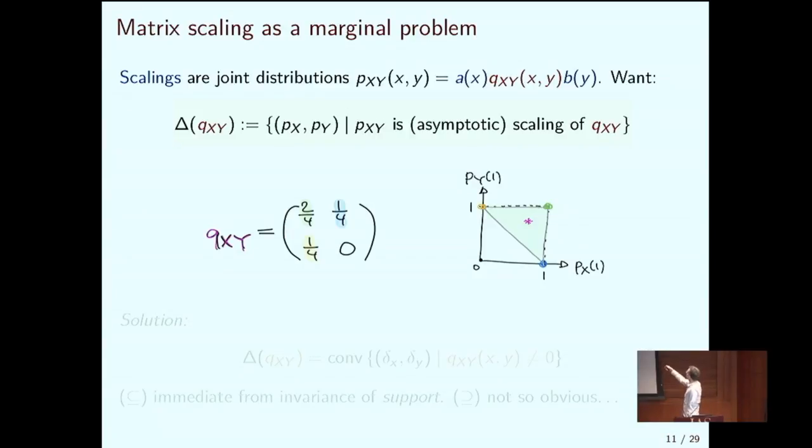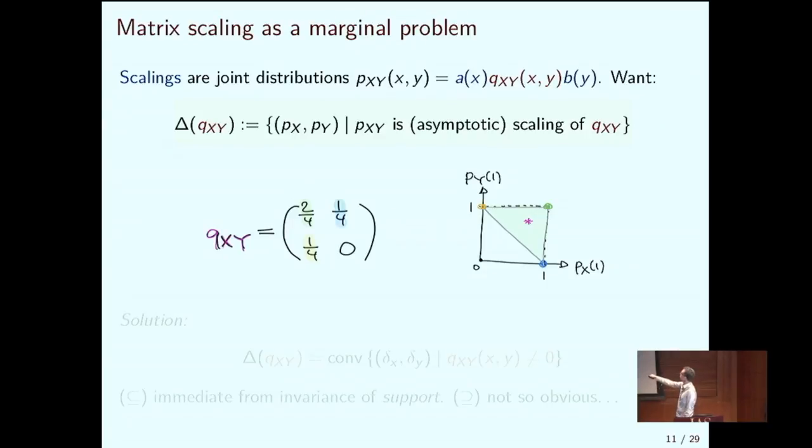Let's unwrap this definition. We take q of xy, we take a scaling. We also allow asymptotic scalings in the sense of taking limits. Let's say p of xy is such an asymptotic scaling, then we compute the marginal distribution px and then the marginal distribution py. And we ask what is that region, what is that object that we get? Again, I only want to look at joint probability distributions and normalize everything to total probability 1.